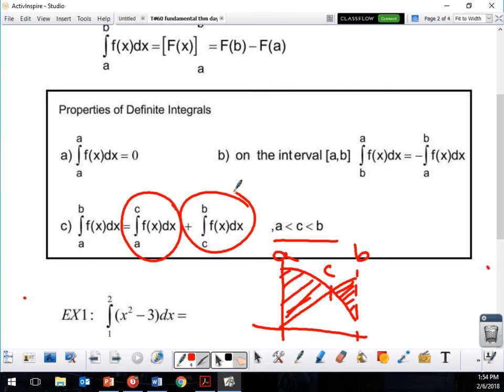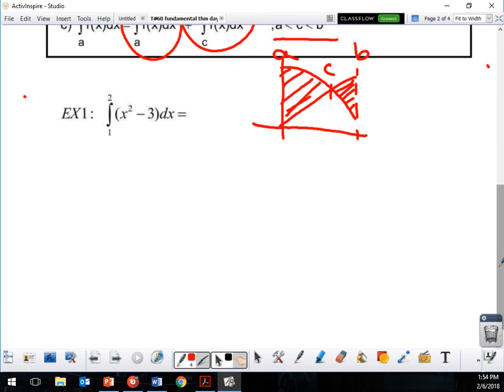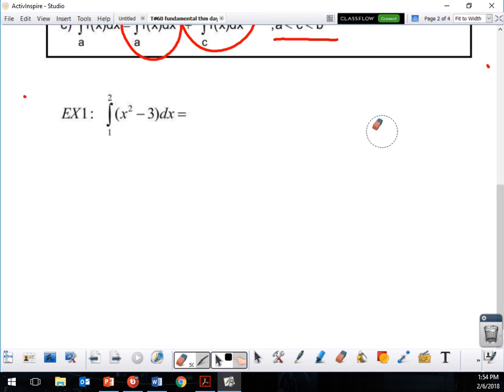Okay, so now let's take a look at this problem. All right, so I'm going to go back to a normal color. Okay, so if I'm going to do this one right here, do the integration of this, what are we going to come up with? Integration, what happens? Add 1.